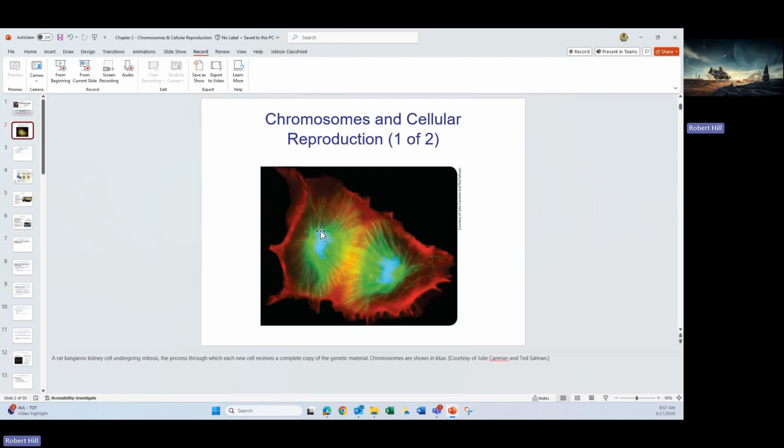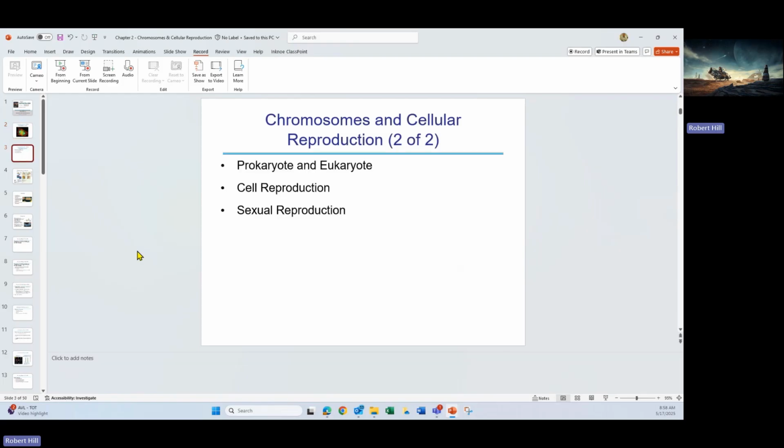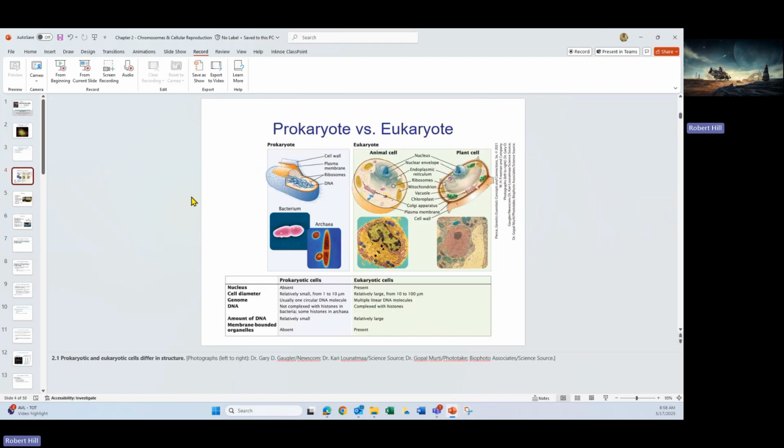So, when we learn mitosis and meiosis in Bio 1, we learn all the prophase, metaphase, anaphase, and we're going to review that today. But that's not really what's most important to us. What's most important to us is how the chromosomes move and how they segregate. So we'll see that a little bit. We're going to talk about also prokaryotes and eukaryotes, just comparing those two cell types. We'll do cell reproduction and also sexual reproduction as well.